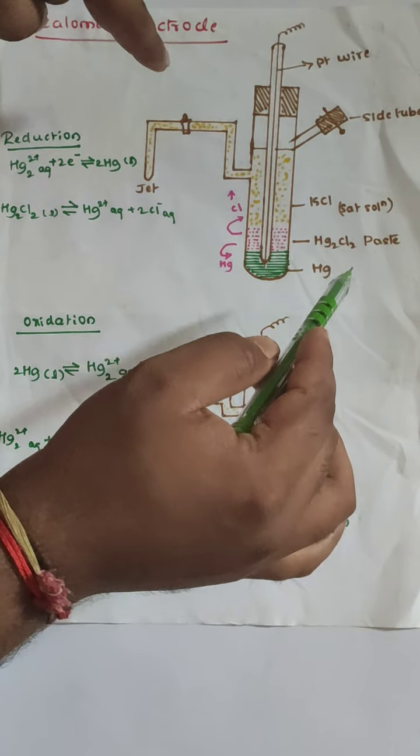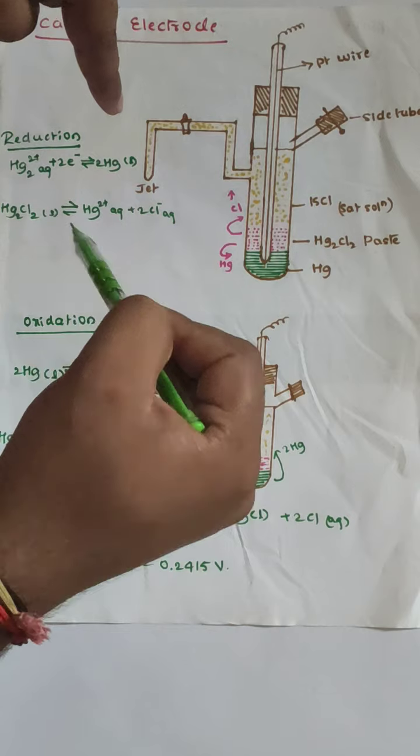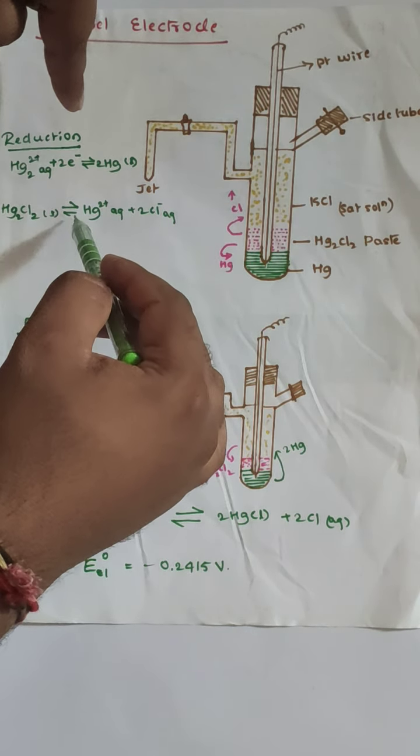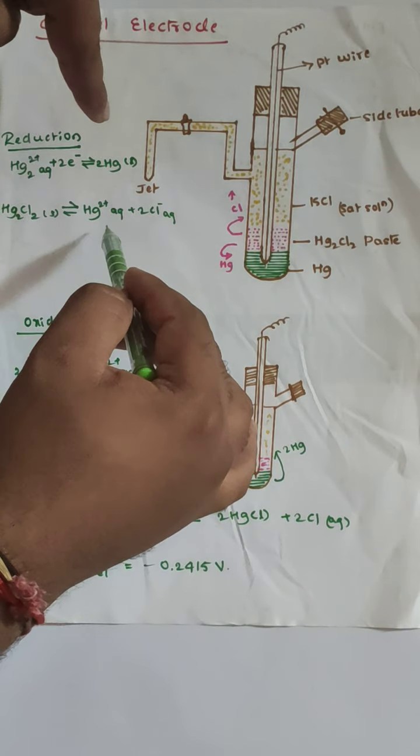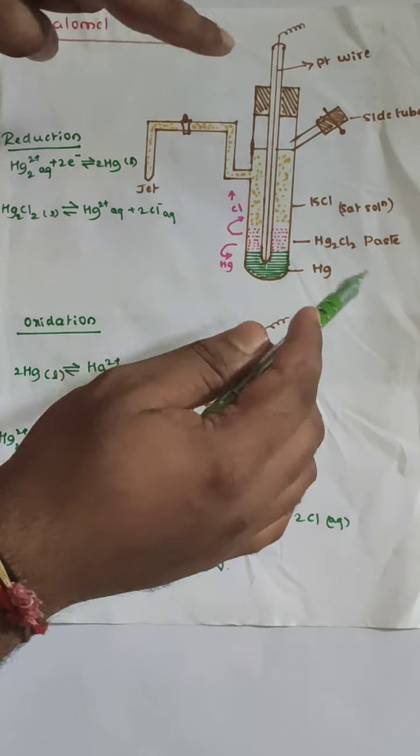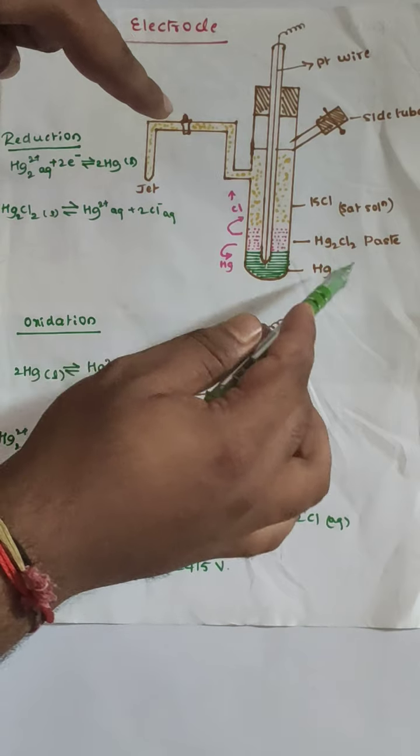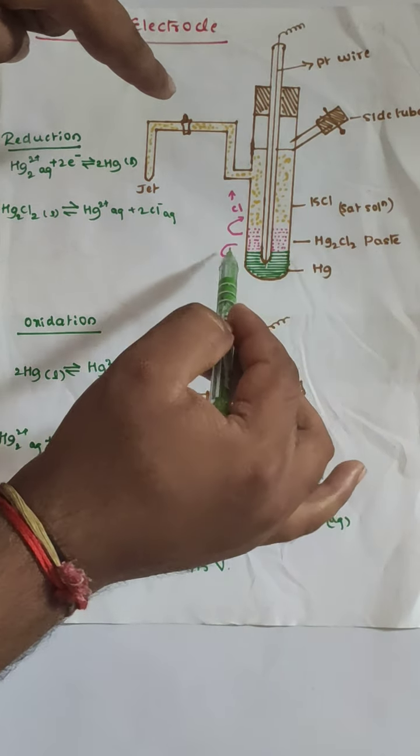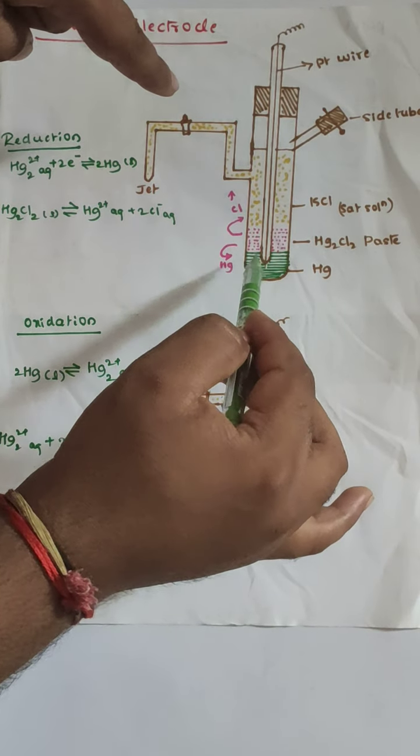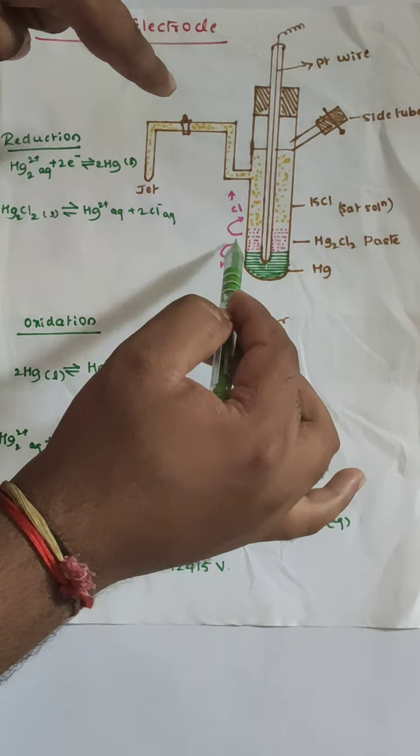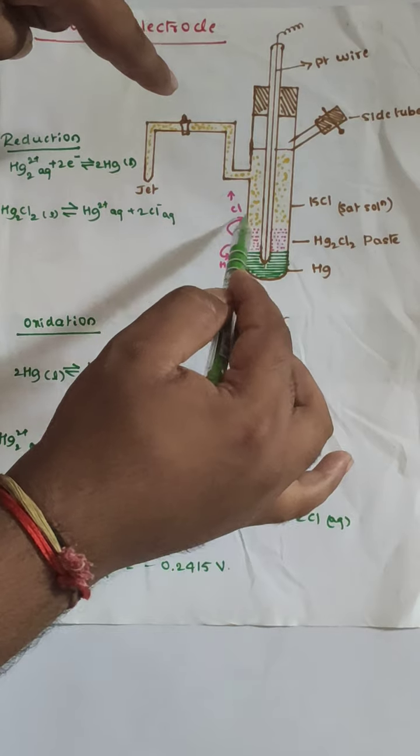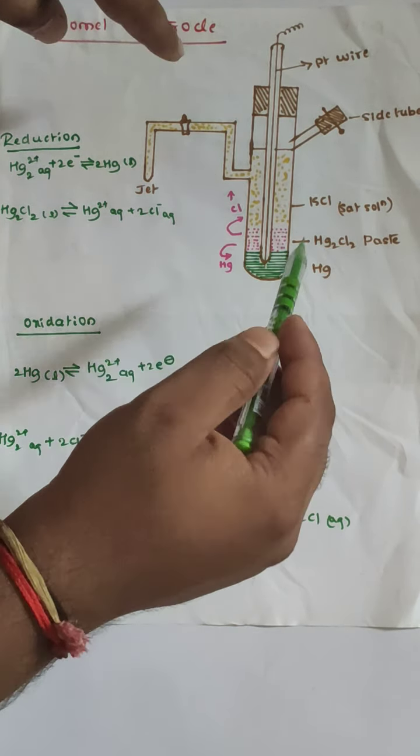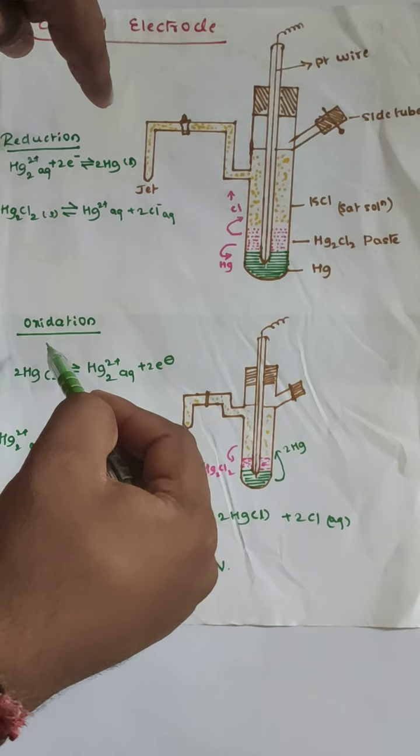In this process the solid Hg2Cl2 is converted into Hg2 2+ and 2Cl- in aqueous form. What is happening here is that the Hg2 2+ ions gain the electrons, so they get deposited at the bottom, and the Cl- ions pass into the solution. Therefore the concentration of chloride ions increases during the reduction process.